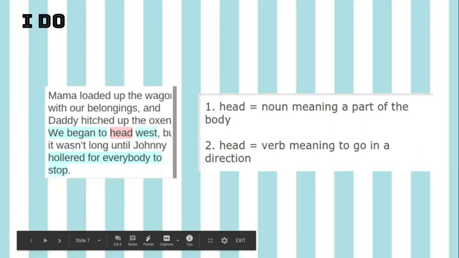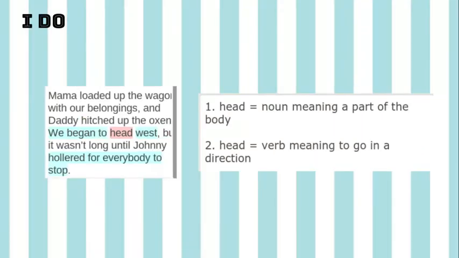In the second paragraph, the highlighted clues say we began to head west and hollered for everybody to stop. The word head there is used more like a verb, meaning to go in a direction. Where in the first paragraph, the word head was used more like a noun, meaning a part of a body.